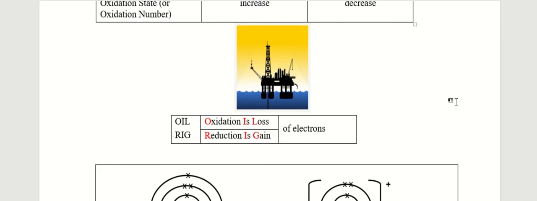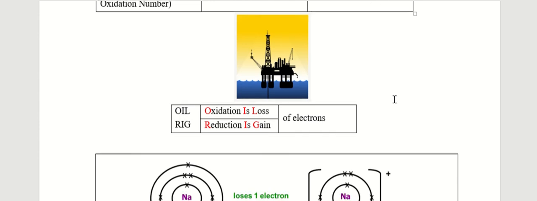Okay, this simple mnemonic may help you to remember. This is a picture of an oil rig. Now remember OIL RIG because it will help you to remember that oxidation is a loss of electrons, whereas a reduction is a gain in electrons. So OIL RIG will help you to remember oxidation and reduction in terms of electrons.